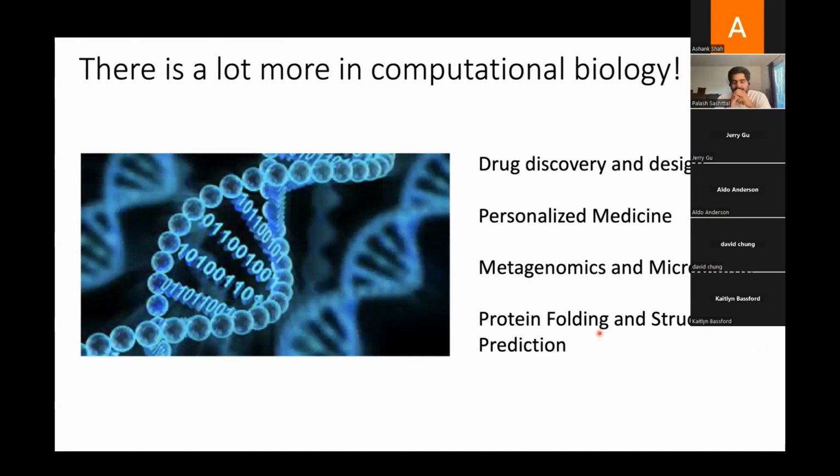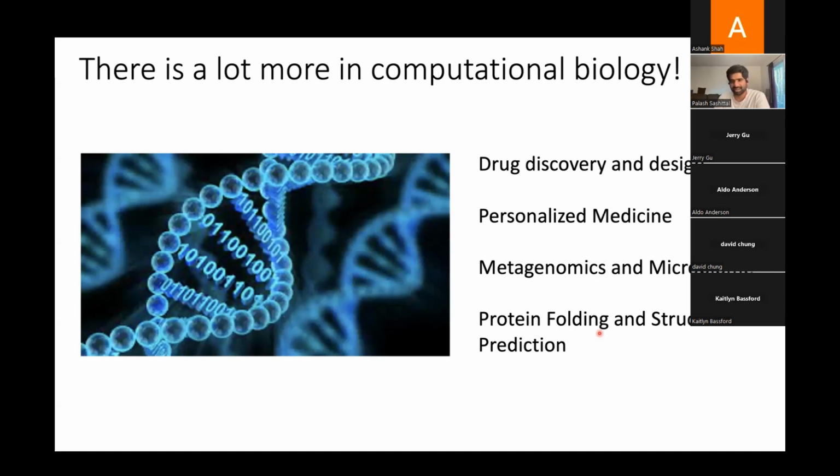I want to end by saying that there's a lot more in computational biology. I only talked about a few things that I'm most familiar with and that I thought would give you a good introduction to this topic. But there's so much more. Computational biology is used for drug discovery and design, and personalized medicine, because treatment with different drugs can affect people differently. If you have more information about the genetic variations in a particular patient, you can then personalize their medicine protocol to take that into consideration and hopefully get better results.